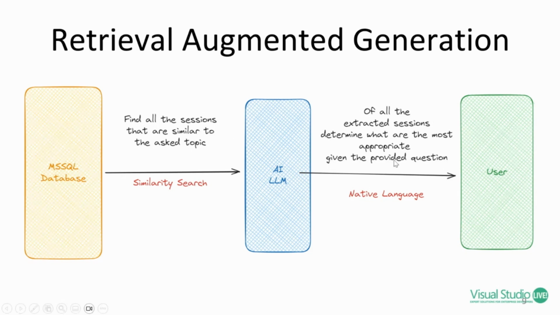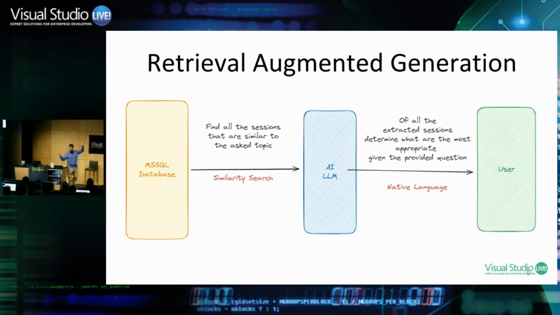Now, the question could be: why don't we just ship all the sessions? The AI model will be able to figure it out anyway, even if we give it all 1,000 sessions that we have. Let's pretend we are at Build, so we have a lot of sessions. Will it work? Yes, it will work anyway. The only problem is that you are abusing and overusing resources.